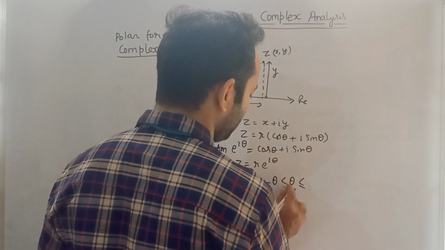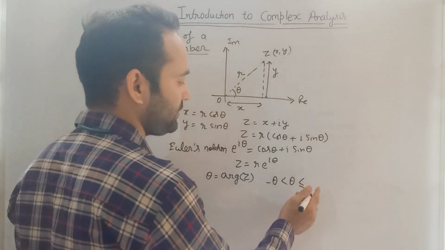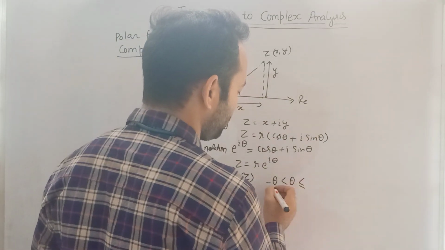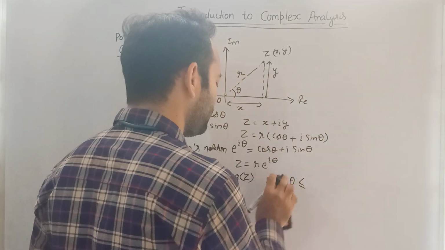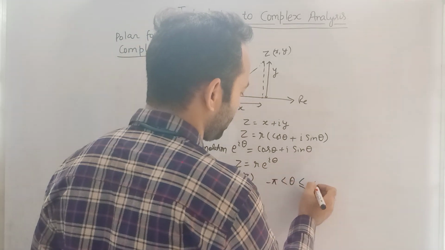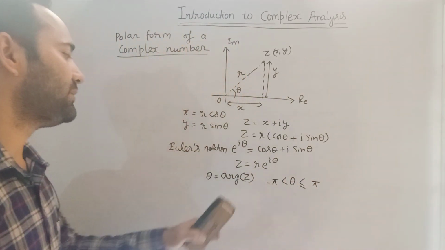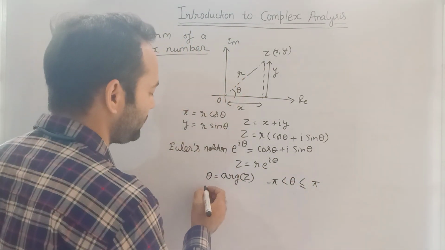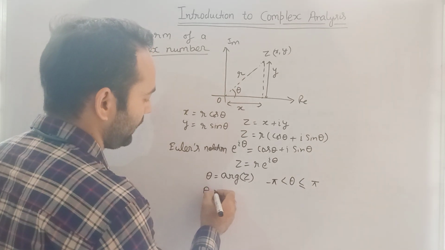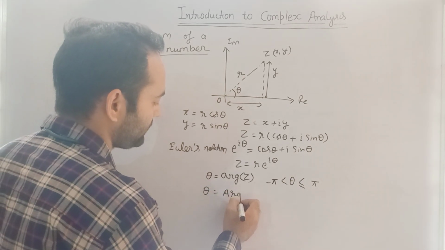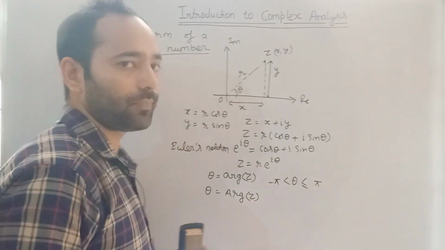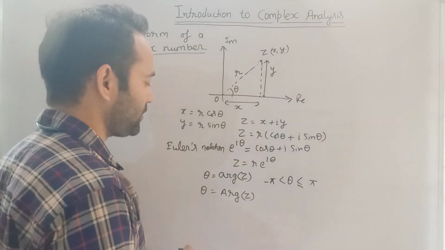Minus theta, so there is inequality and there is equality sign also. So this theta lies from minus pi to pi, okay? If this is so, then theta is known as the principal argument, right? And it is denoted by arg of z, so theta is equal to argument of z.